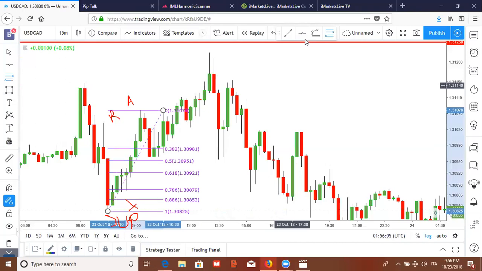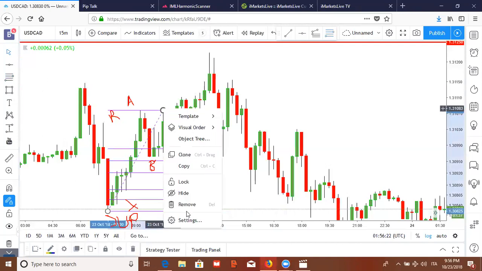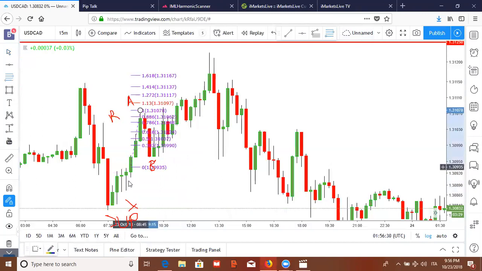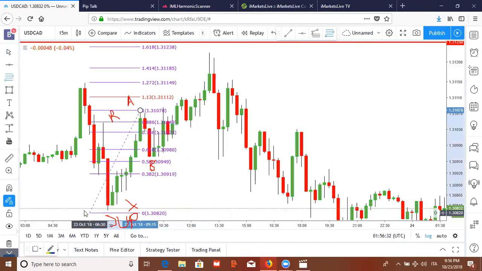So now I have my B leg. That looks like a B. Yeah, that's a B. So what I want to do now is take my fib from my A leg all the way back down to my X leg.